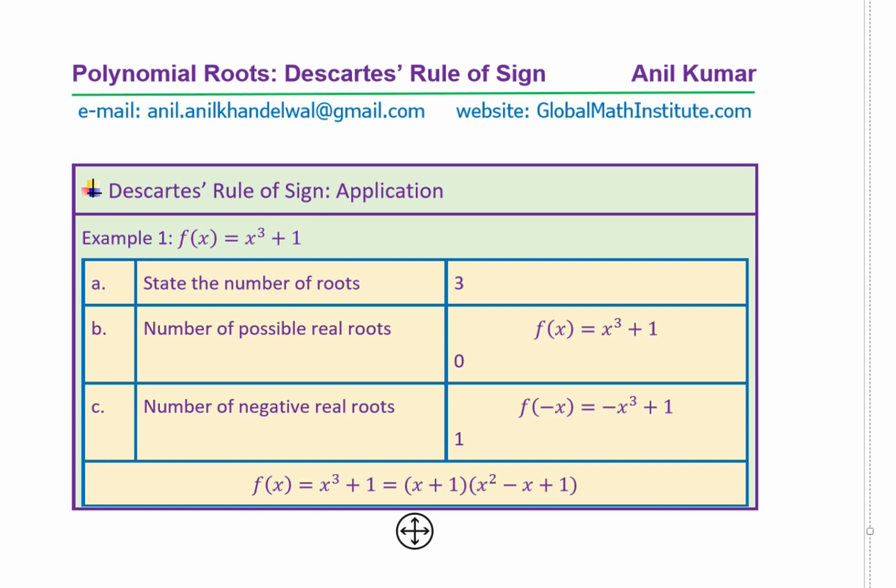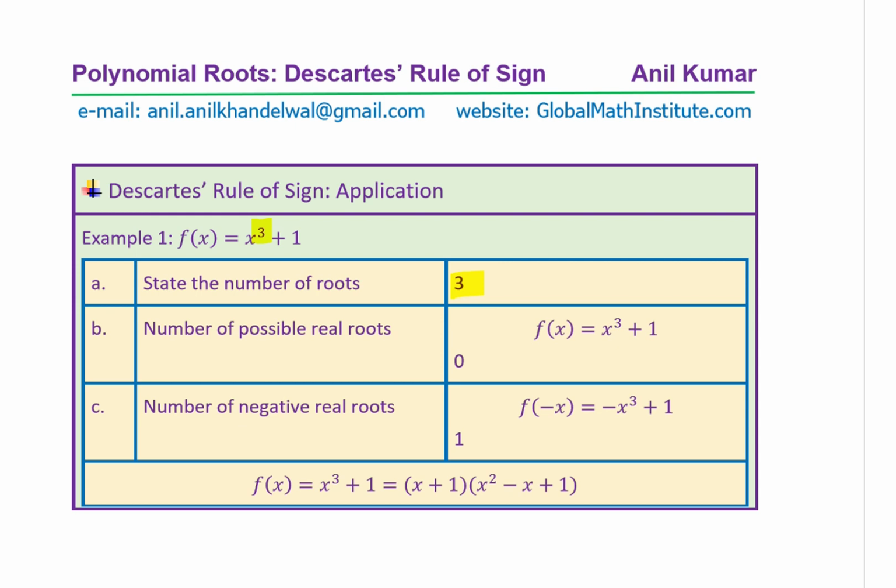We'll begin with a very simple example where f of x is equal to x cubed plus 1. Can you tell me how many roots are we going to have for this? Well, we know that the degree is 3. So the number of roots will be equal to 3. That means we could have real or complex roots. Total will be 3. Perfect.